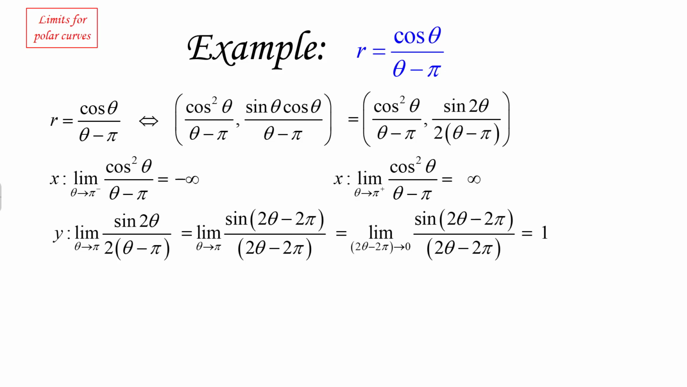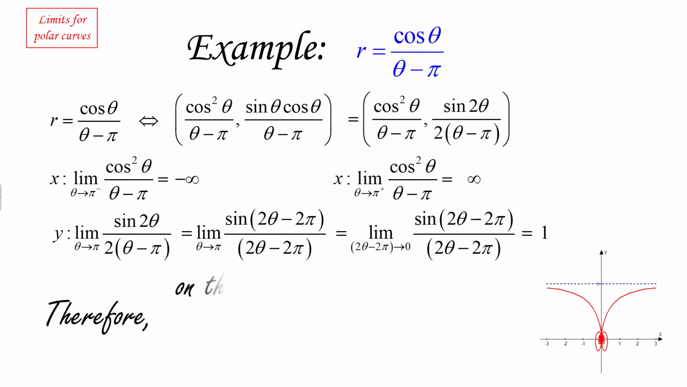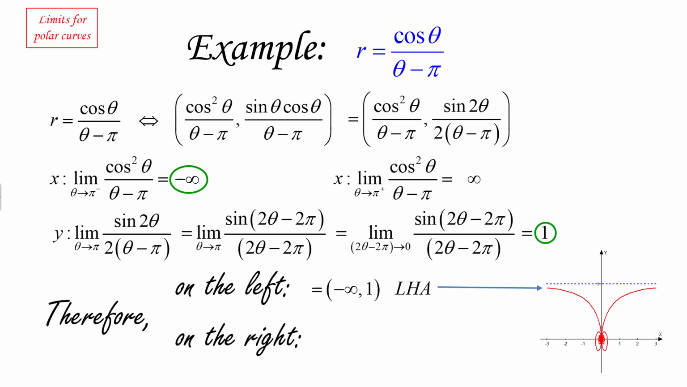All right, so what have we found out? We found out that as theta is approaching pi from the left, the curve is approaching somewhere that has an x-coordinate of -infinity and a y-coordinate of 1. Well, that clearly indicates a left horizontal asymptote. And similarly, if we look on the right-hand side, then we see that x is approaching +infinity and y is approaching 1, and that indicates a right horizontal asymptote. So now, finally, by looking at the parametric version of the curve, we know exactly what is happening at that interesting value of theta equal pi.